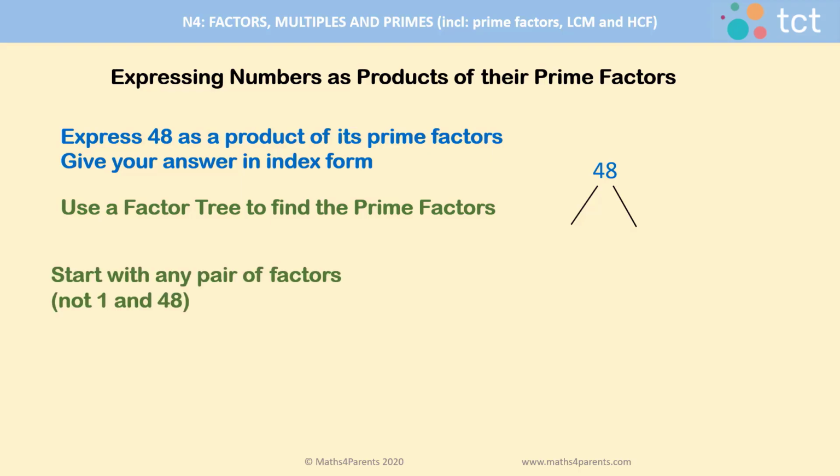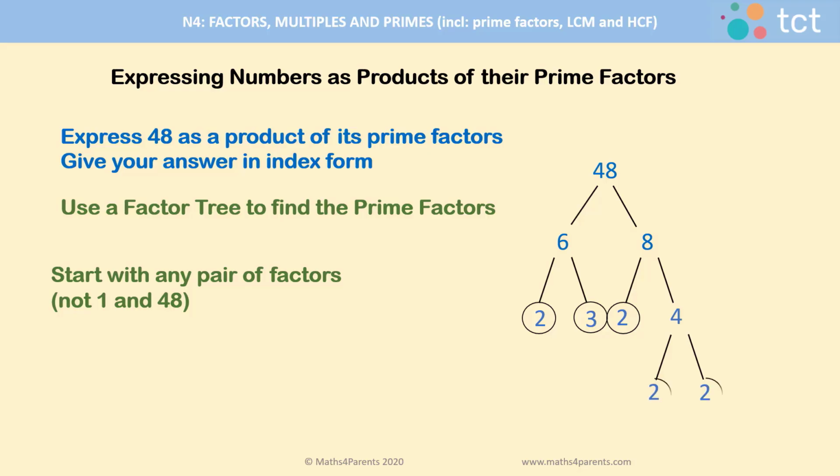Okay, so starting with any pair of factors, not 1 and 48, I'm going to use 6 times 8. Remember, you can use any two you like as long as the product is 48 and it's not 1 and 48. 6 isn't prime, so we're going to carry on with that. And that's the product of 2 times 3. 2 and 3 are prime. 8 isn't prime, so we carry on with that one. That's the product of 2 times 4. 2 is prime, so we cut that off there. 4 isn't prime, so we carry on. And 4 is the product of 2 times 2.